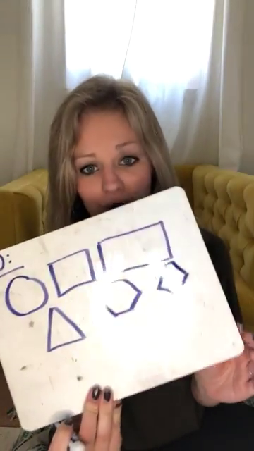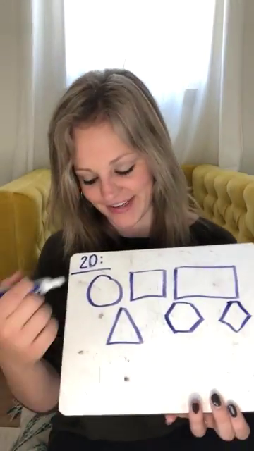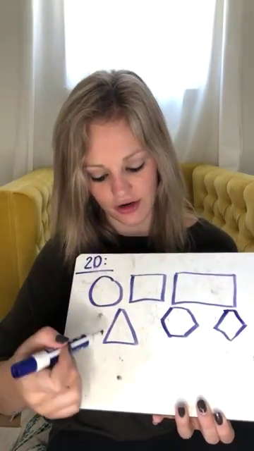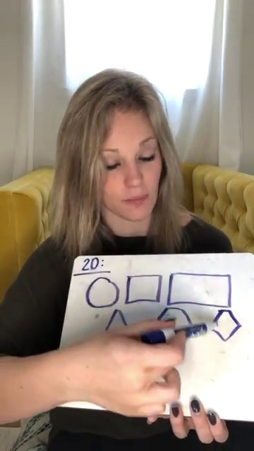6 sides, our hexagon. Then we have our pentagon that has 5 sides. Now, Miss Gish is not an artist, so we've got to work on some of them, but we have our circle, our square, our rectangle, our triangle, our hexagon, our pentagon.